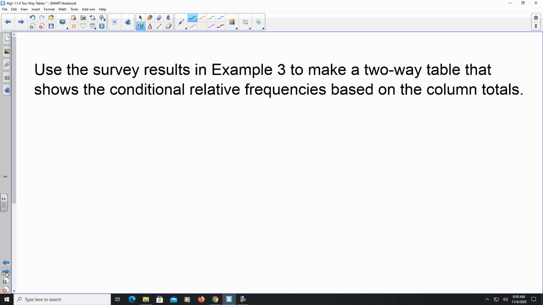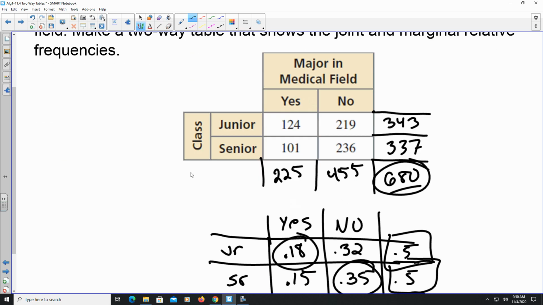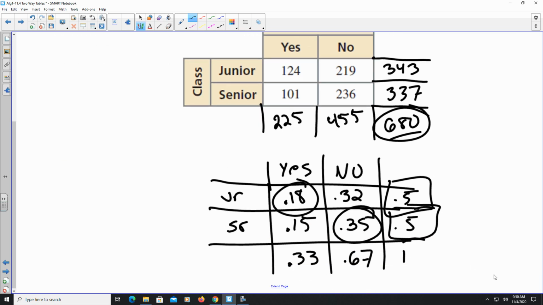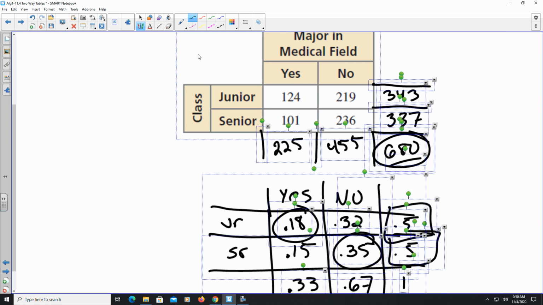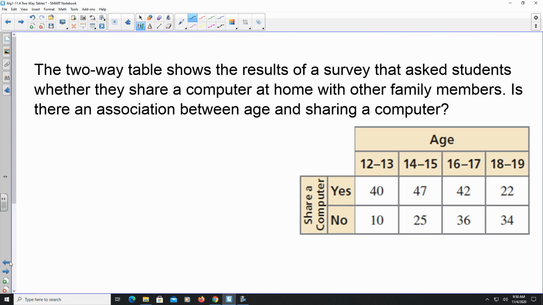So what we're going to do is they want us to use that example that we just did, so this one right here. So I'm just going to copy all of this over. Okay. Whoops, went too far.